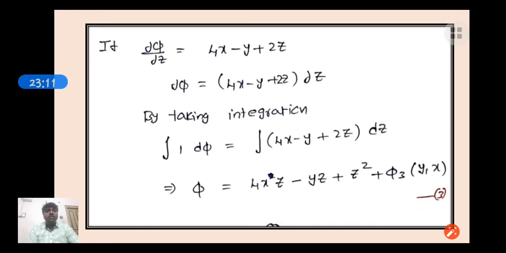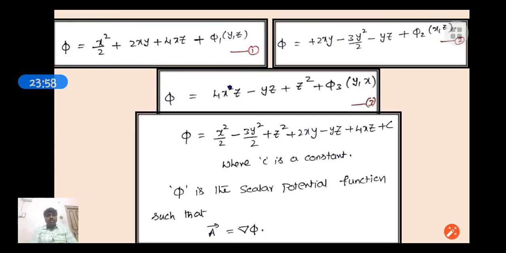Come to the third equation. Dou phi by dou z is equal to 4x minus y plus 2z, and by taking the cross multiplication, dou phi is equal to (4x minus y plus 2z) dou z. By taking integration, integral 1 d phi is equal to the integration of (4x minus y plus 2z) dz. So phi is equal to the integration of 4x with respect to z. When we are taking integration with respect to z, x and y are treated as constants. So 4x into z, minus the integration of y, which is yz, plus the integration of 2z, which is z square, plus a constant phi 3 of y comma z.